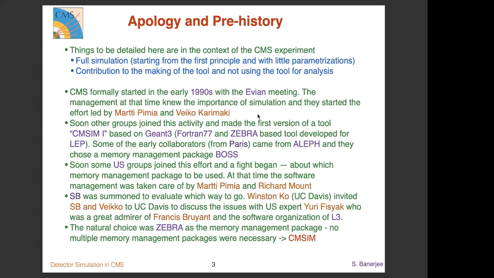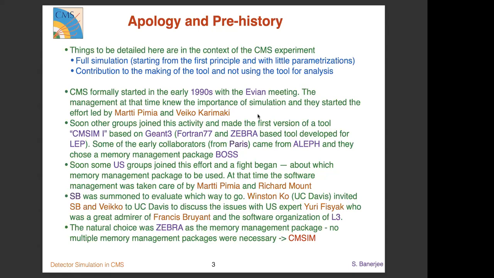Soon afterwards, the US groups joined the effort, and there was a serious fight about which memory management package to be used. At the time, the software management was taken care of by Monte and Richard Mount.